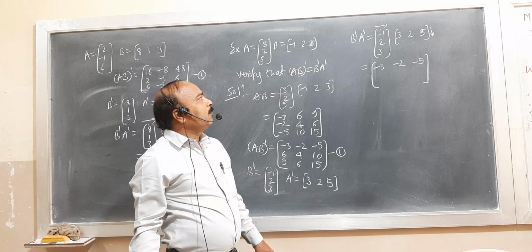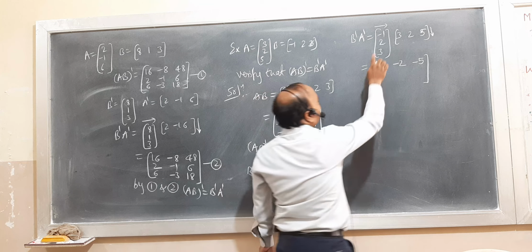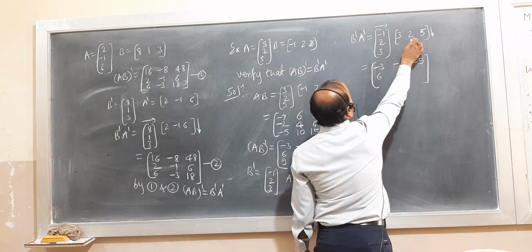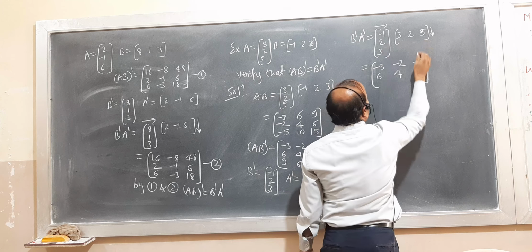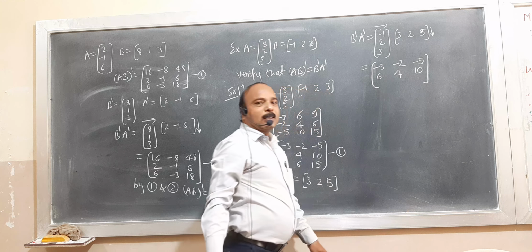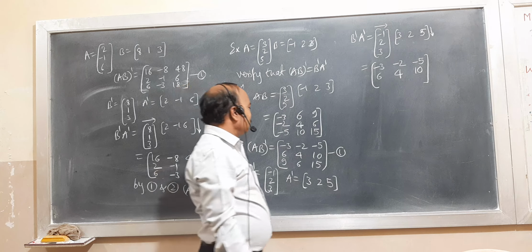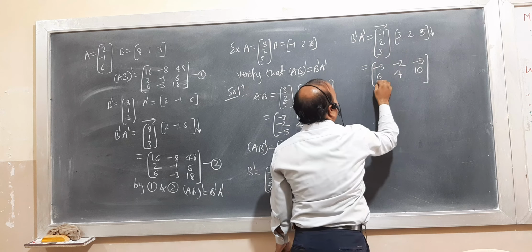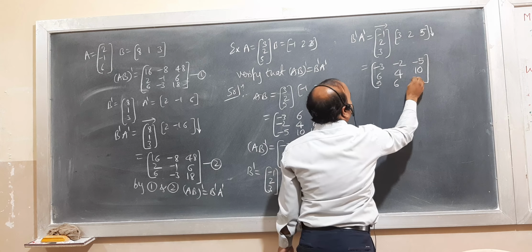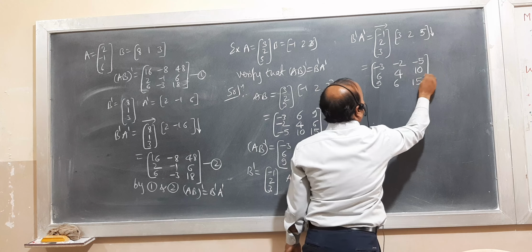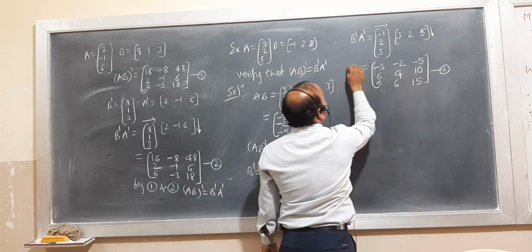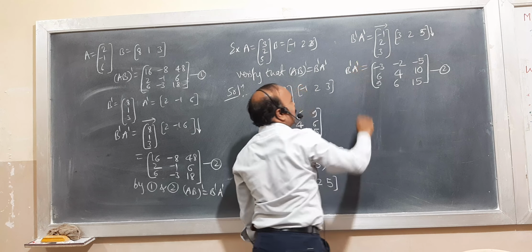Next we go for the second row with all columns. 2 into 3 is 6, 2 into 2 is 4, 2 into 5 is 10. Next, the third row with all columns. 3 into 3 is 9, 3 into 2 is 6, 3 into 5 is 15. Call this as 2. It is B'A'.